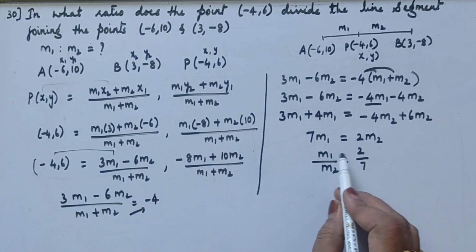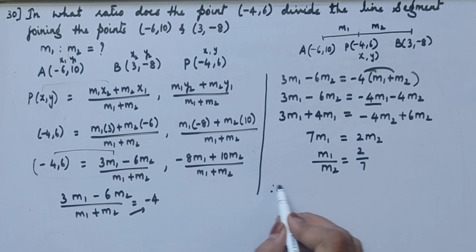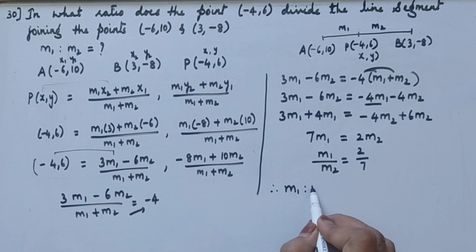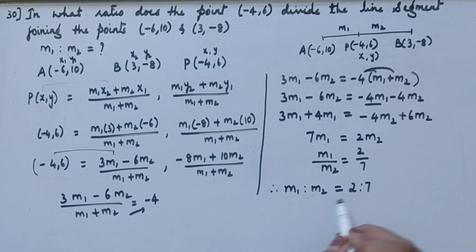That means m1 value is 2, m2 value is 7. Therefore m1 is to m2 equals 2:7. I hope this is clear to you all.